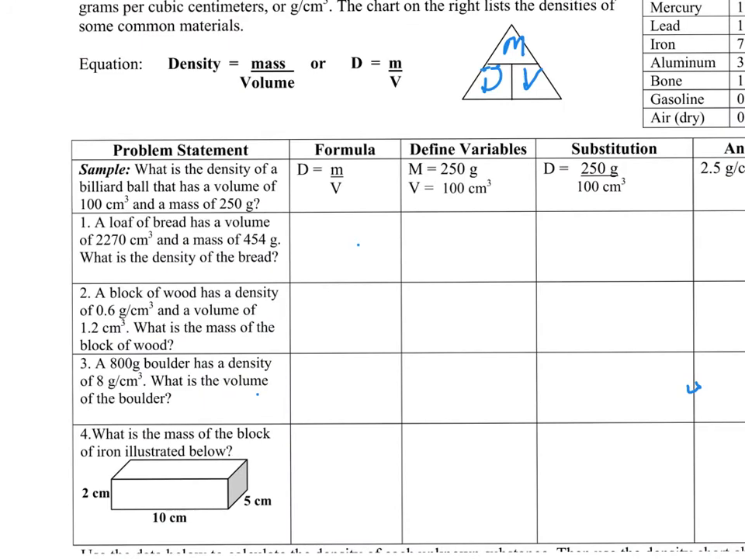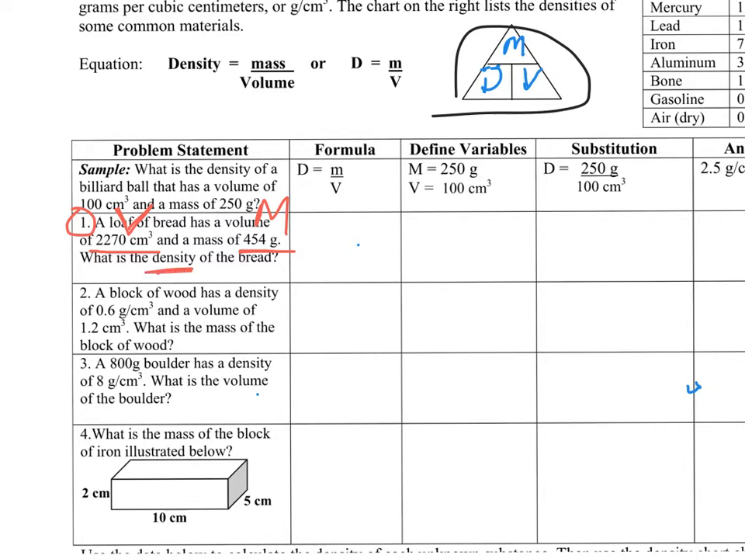So now, when you have a problem, you can use this little shortcut to help you out. But look at what they're giving you. That's your first objective. So here, let's do problem 1. They're giving 2,270 centimeters cubed. I'm going to identify that as my volume, because that centimeters cubed is a volume unit. Okay? Then my next number is 454 grams. Because it's grams, that tells me that that's my mass. So now the question is asking what is density.